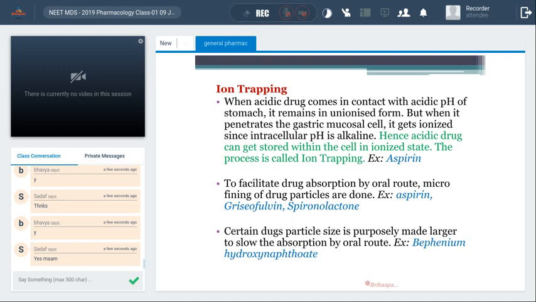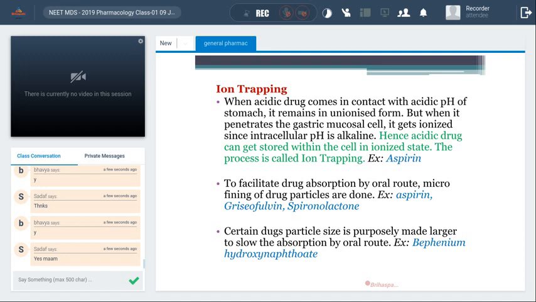Next, coming to the concept, subtopic ion trapping among this first pass metabolism. Now, what is this ion trapping? See, say you have given an acidic drug, it comes in contact with the acidic pH of the stomach. So normally what should happen, it's an acidic drug, and the stomach is normally acidic. So normally there is no ionization, isn't it? Opposite charge only gets ionized. So it remains in the unionized state. Okay. So what did I tell for absorption? It better should be in the unionized state.